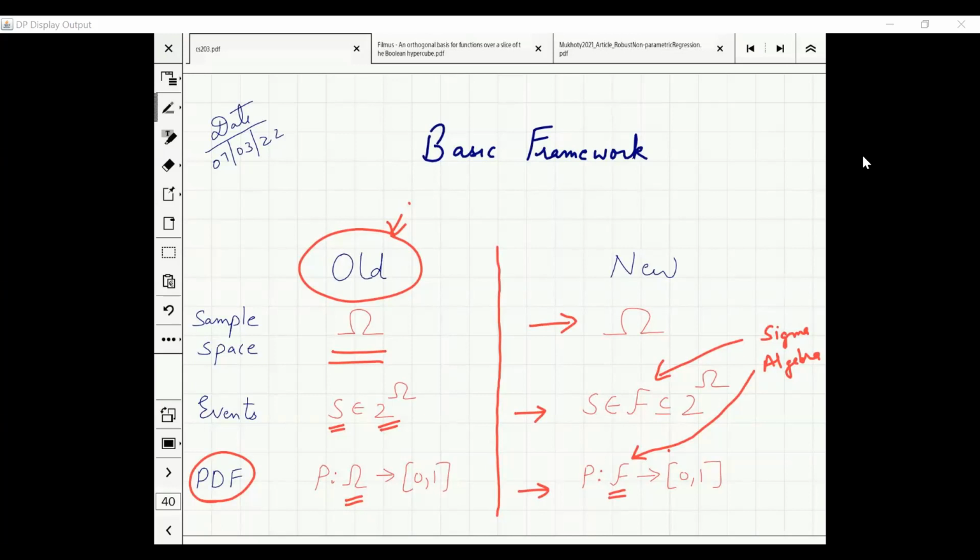Again, most of the time you will be using the old framework. This is something which should be crystal clear to you, but you should remember that in some cases, we have to go to the new framework. That's why I have specified. Slowly, when you work with it, things will become clearer, but you should at least know that when we talk about real cases, the old framework is not sufficient.